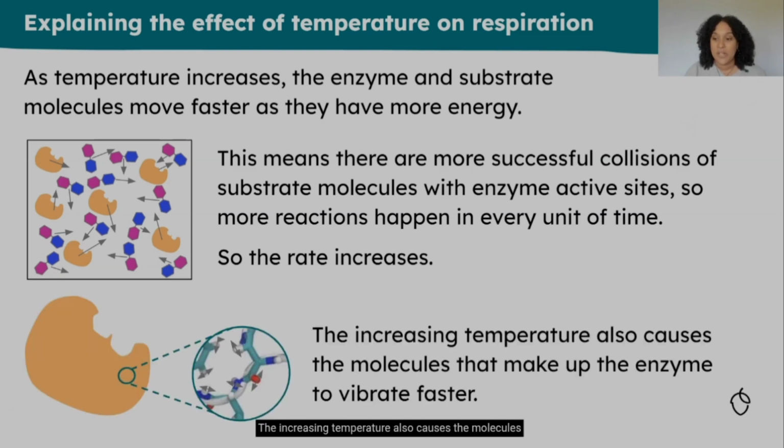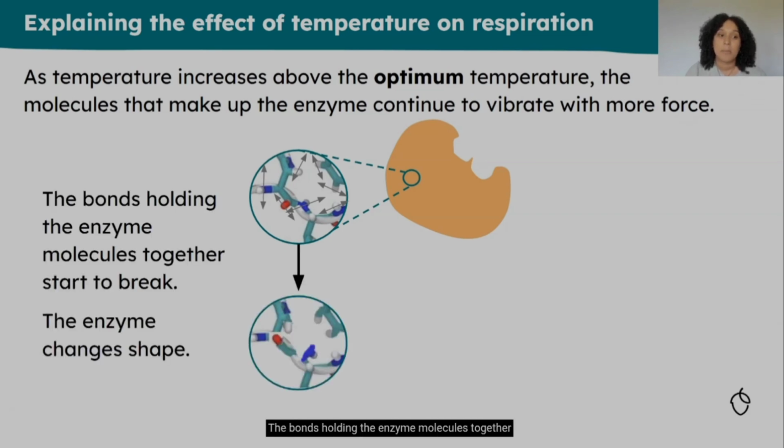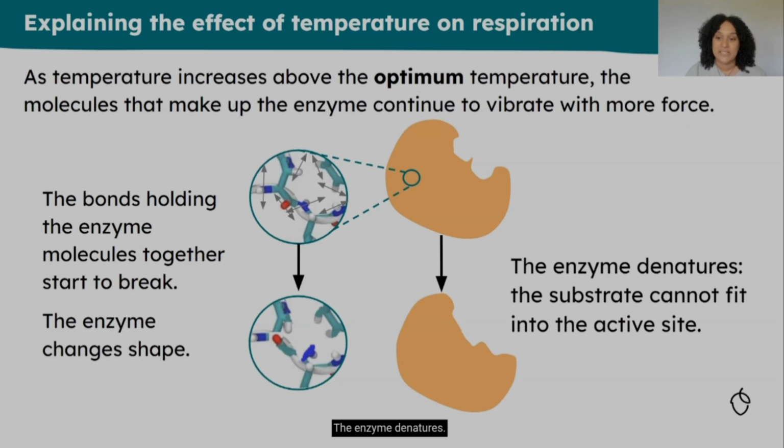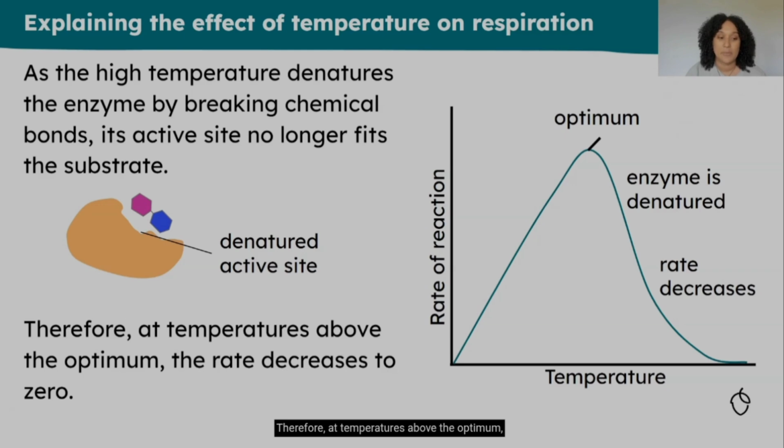The increasing temperature also causes the molecules that make up the enzyme to vibrate faster. As temperature increases above the optimum temperature, the molecules that make up the enzyme continue to vibrate, but with more force. The bonds holding the enzyme molecules together start to break, and the enzyme changes shape. The enzyme denatures, and the substrate cannot fit into the active site. As the high temperature denatures the enzyme by breaking chemical bonds, its active site no longer fits the substrate. Therefore, at temperatures above the optimum, the rate decreases to 0.